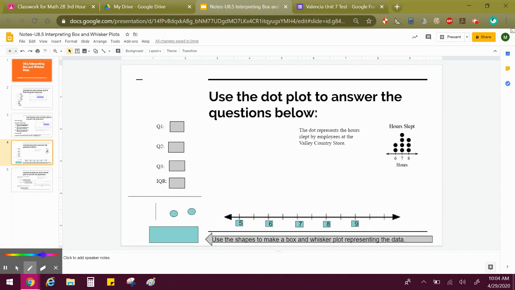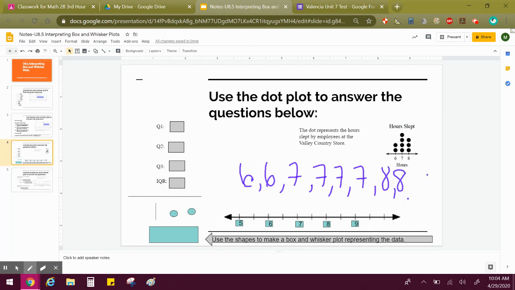The dot plot counts for you, right? So we have 2 6s, 4 7s, and 3 8s. So I'm going to write it a little bit to the side over here. I'm going to write down my list. I have 2 6s, 4 7s, 3 8s. Okay, so I'm going to calculate Q1, Q2, and Q3, and then find the interquartile range.